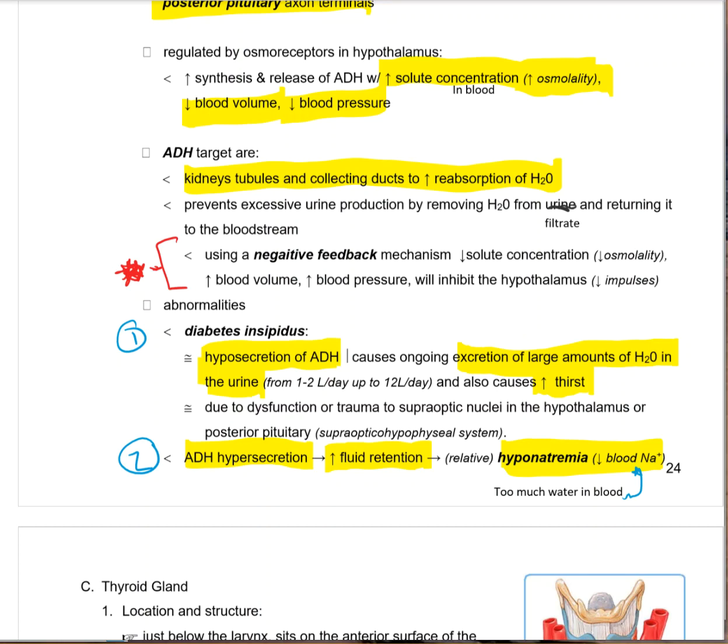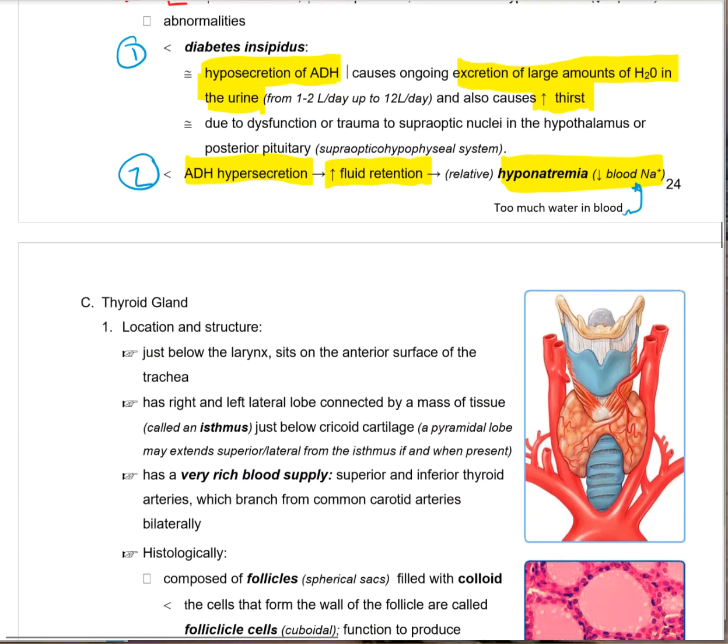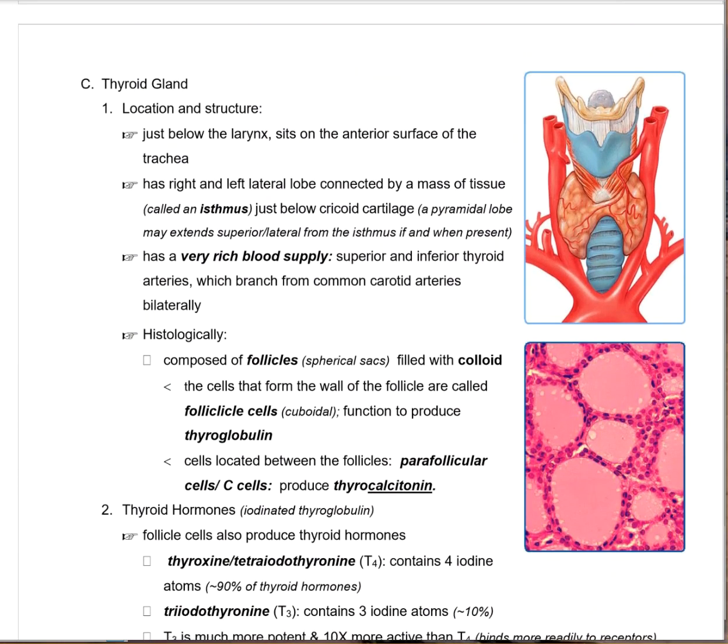So just note those for now, and we will go into more detail about those when we get to fluid and electrolyte balance later in the term. All right, now we're going to move down. So we've now covered everything in the hypothalamus, the anterior pituitary, and the posterior pituitary. So we have all of those hormones that are being released there. We have all the releasing and inhibiting hormones, and we know they act on different organs like the thyroid, the gonads, the adrenal gland, etc.